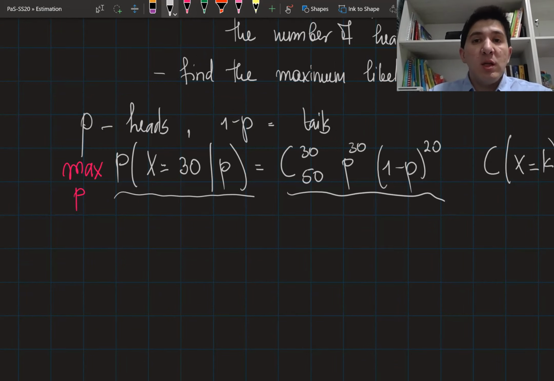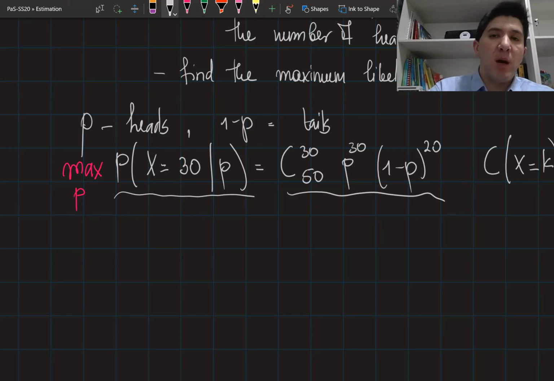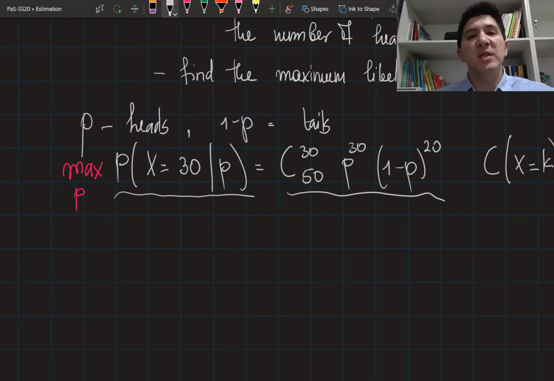And in order to do this, you need to take the derivative of this with respect to p, set it equal to 0, and find a value for p which would maximize this function. Basically, it would tell you that for this value of p, most likely you are going to obtain the data which you have. And in our case, it's 30 heads.